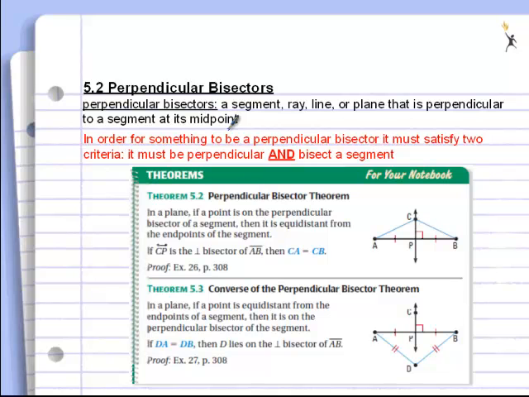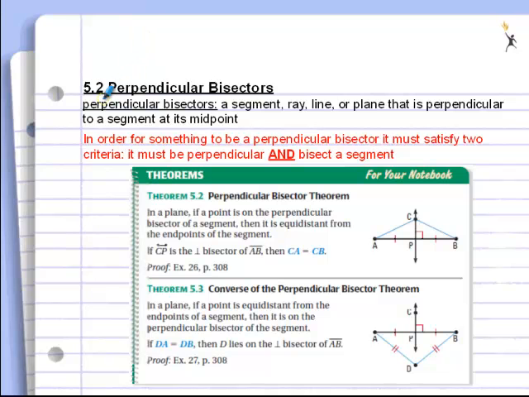The next thing we're going to talk about in Chapter 5 is a perpendicular bisector. We're still dealing with triangles. In fact, if we look over here at these diagrams, we have a triangle with a line going through it. That line is a perpendicular bisector.